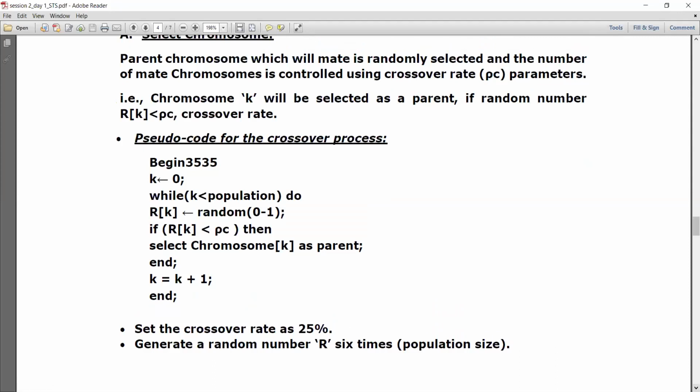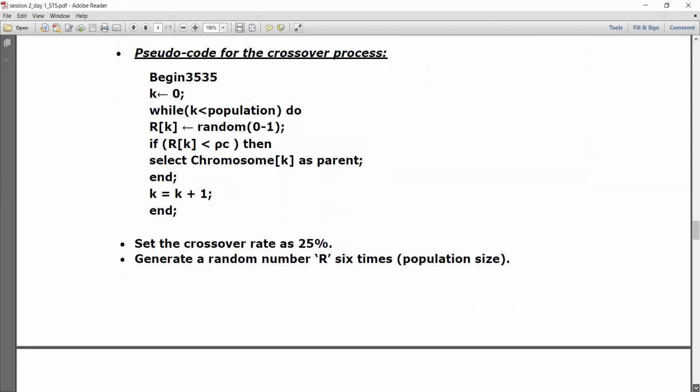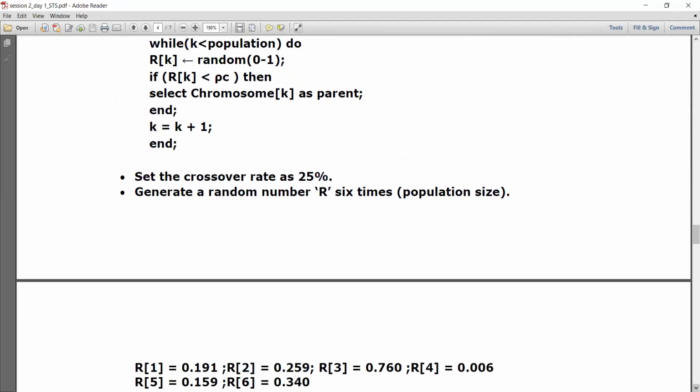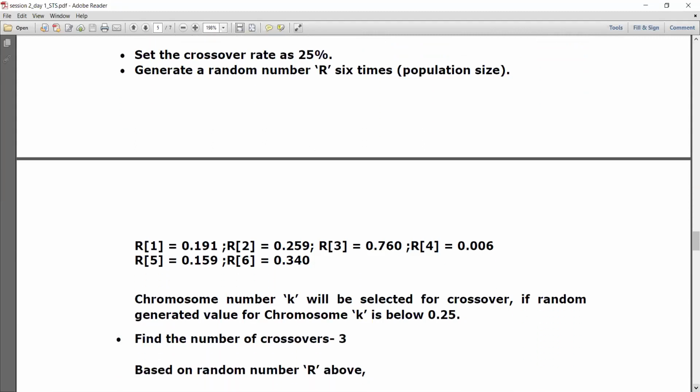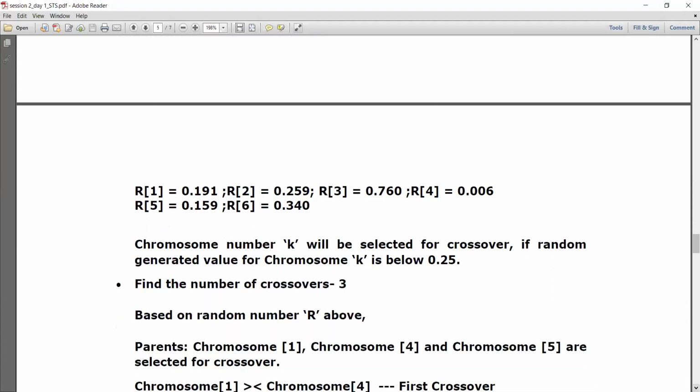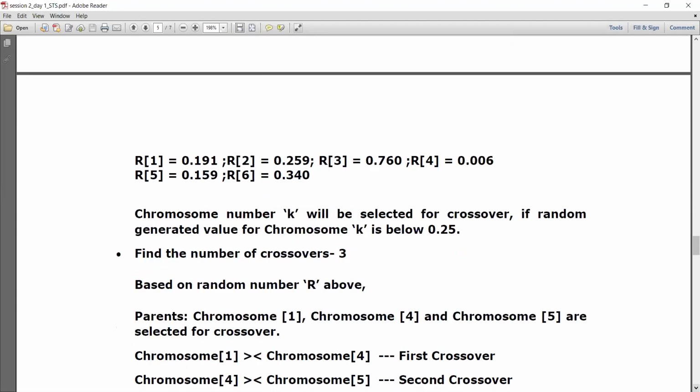What does it mean if it is 25%? Again, throw the dice, get the random numbers. I have 6 solutions, so get random numbers between 0 and 1, excluding 0 and 1: 6 numbers, 1 row, 6 columns. So I have got some 6 random numbers. Now check each random number. Each random number is for each solution.